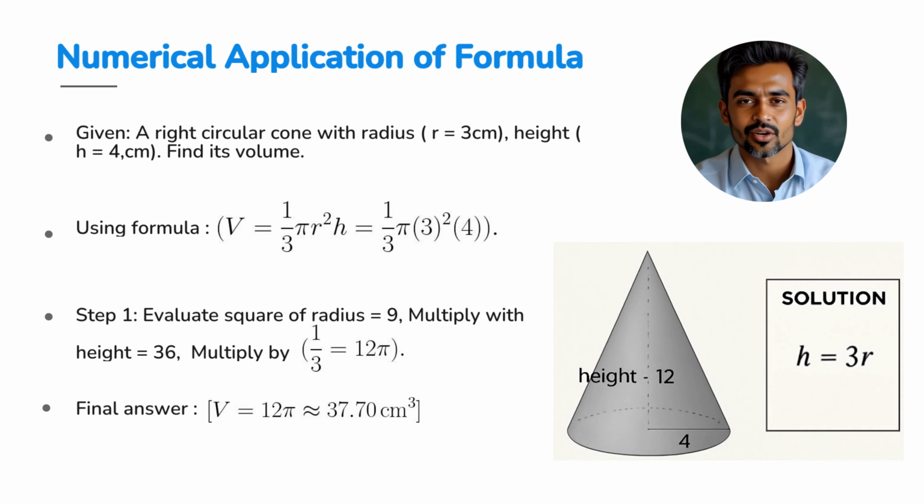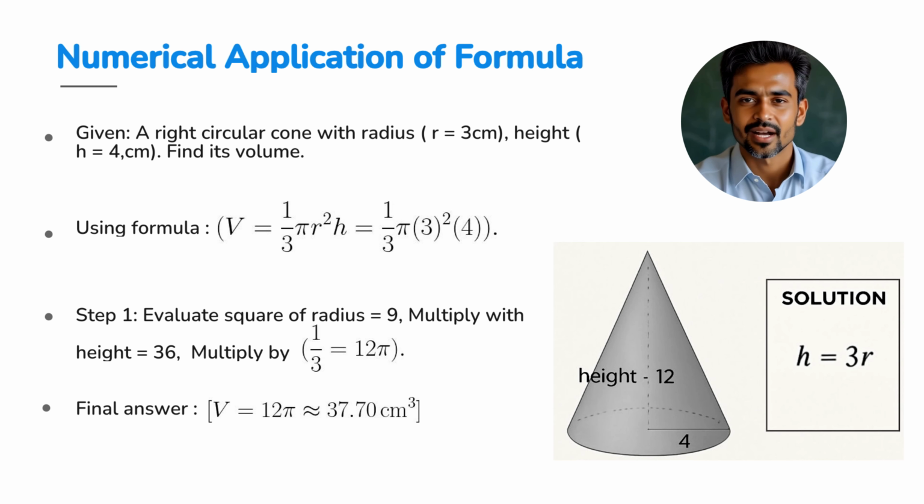Suppose we have a right circular cone whose radius r is 3 centimeters and height h is 4 centimeters. What's its volume? We use the formula V equals 1/3 times pi times r squared times h. Step 1. Radius squared is 3 squared, which is 9. Step 2. Multiply 9 by the height, 4, giving 36. Step 3. Multiply 36 by 1/3, getting 12. So, the volume is 12 times pi cubic centimeters. That's V equals 12 pi cubic centimeters.